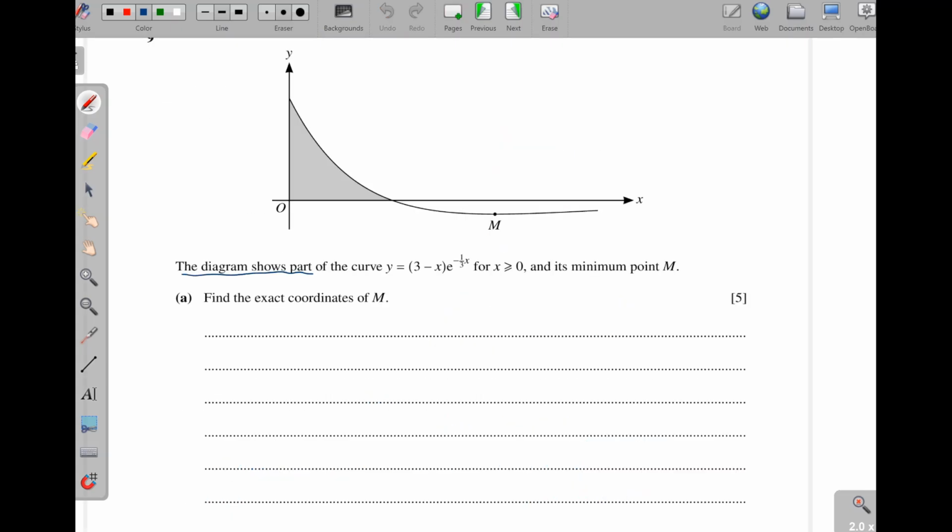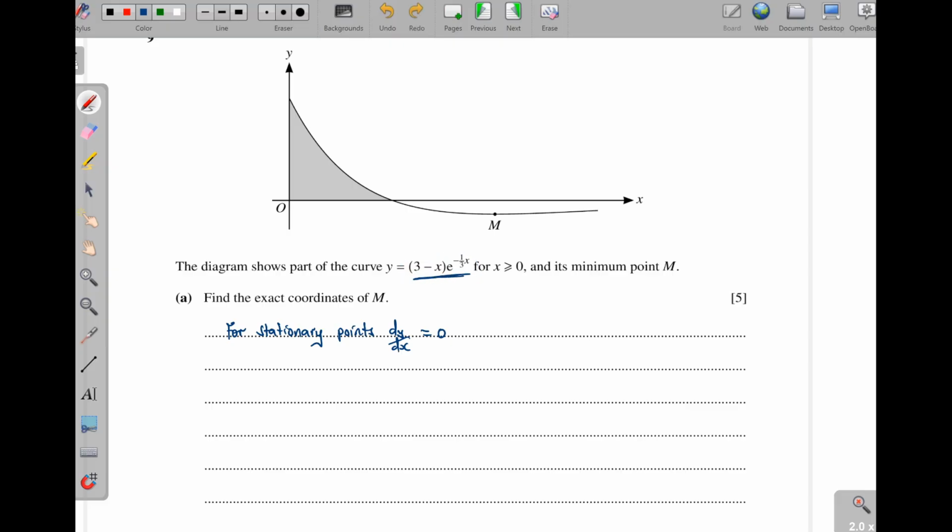Question 9. The diagram shows part of this curve here, where x is greater than or equal to 0 and its minimum point m. So since this one is a minimum point, it's a stationary point. And we know that for stationary points, dy dx is equal to 0. So that is what I'm going to begin with. They are telling us to find the exact coordinates of m. We need to differentiate. We equate to 0. We find the value of x. Then after getting the value of x, we substitute in here to get the value of y.